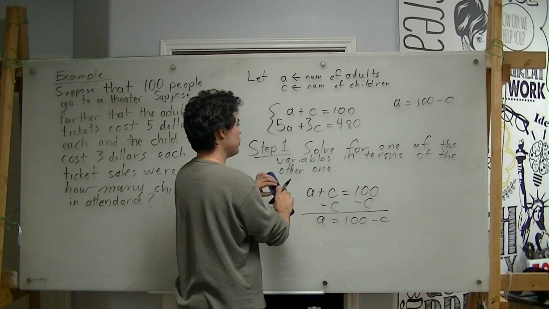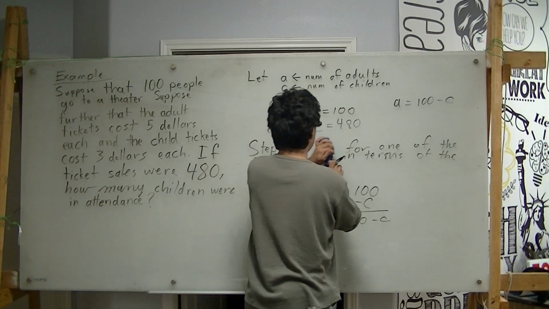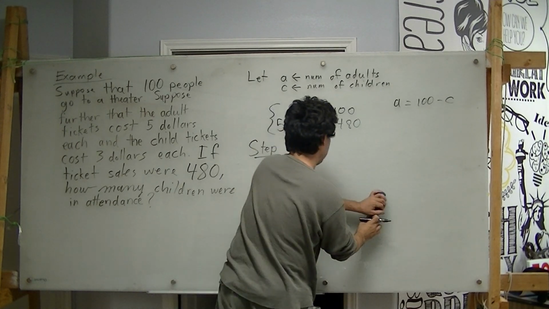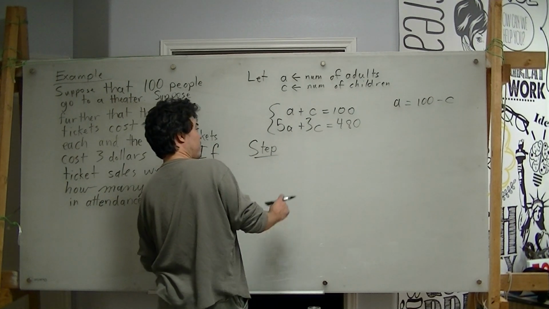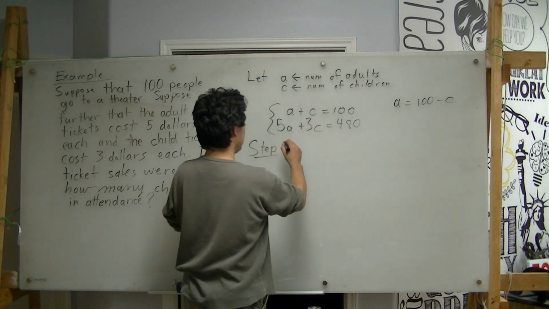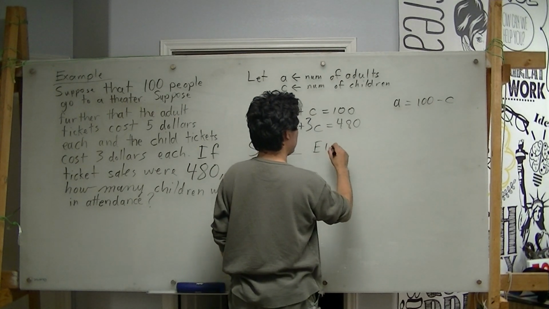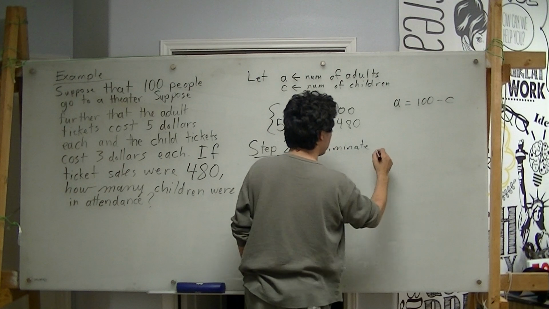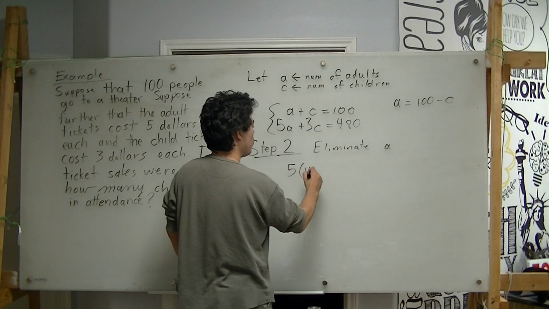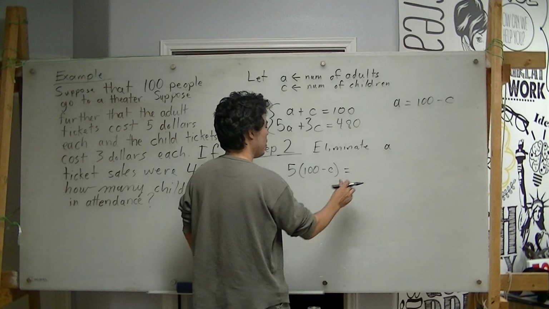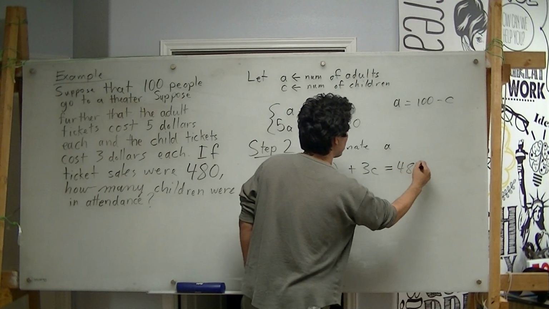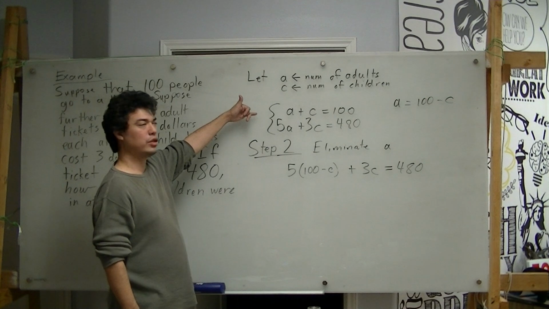Now we're going to do step two. Step two is that we're going to now use this to eliminate A from the other equation. So what we're going to do is we have this second equation, but instead of writing A, we're going to write down the expression 100 minus C. So step two, eliminate A. So 5 times 100 minus C plus 3C equals 480.